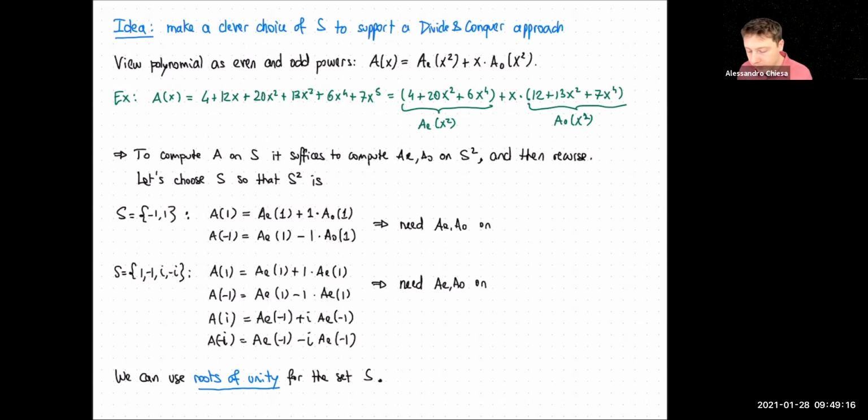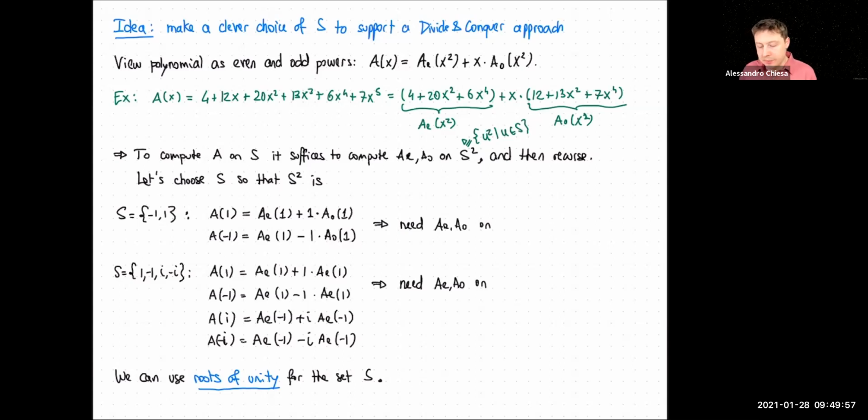So intuitively, to compute A on S, because of this decomposition, it suffices to compute A_E and A_O on S squared. Because if I want A at every value of S, here I only have to worry about values of S squared. And by the way, what is S squared? Just in case it's not clear, it is defined to be all the elements u squared for u in S. So these are the squares of all the elements in S.